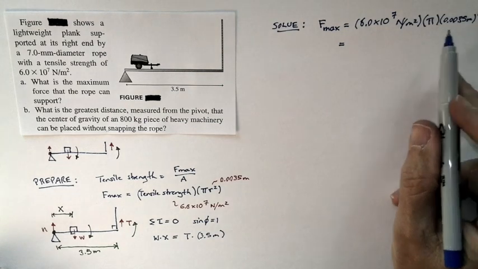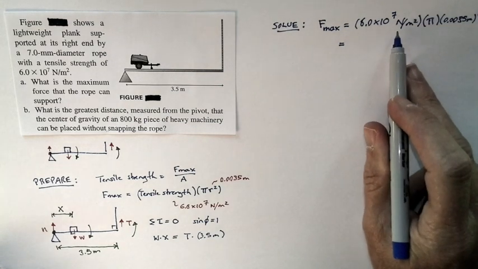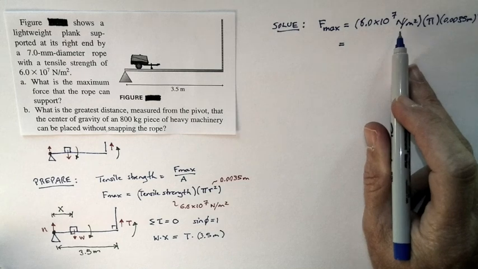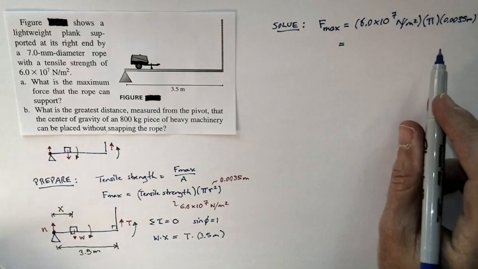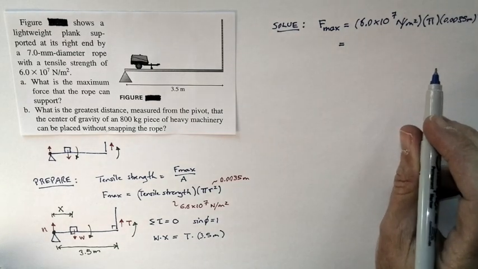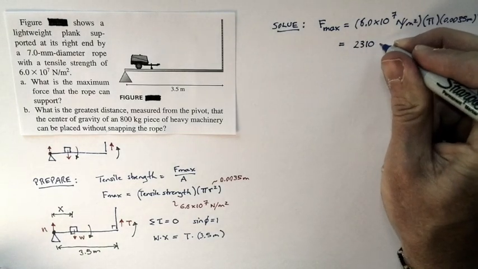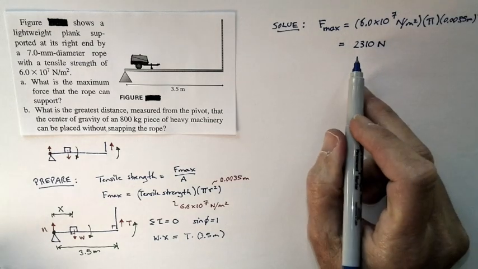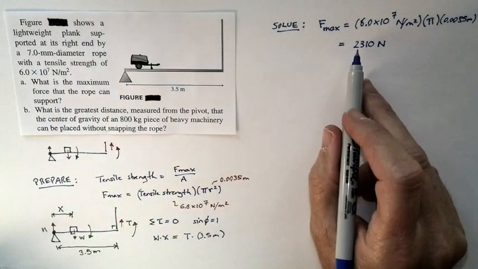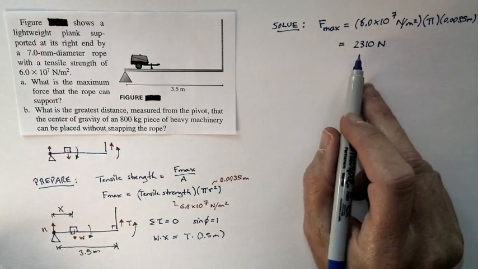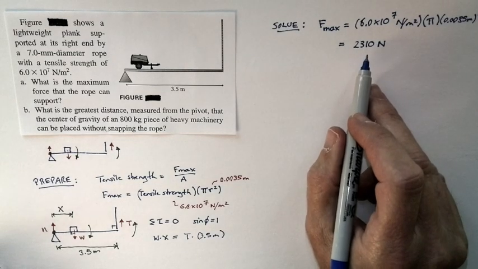And that's squared, and I can compute the maximum force. You can see I'm going to get meters squared, which cancels with meters squared. I'm left with newtons. That's a good check on our work. If I put numbers in and calculate it, I get that the maximum force the rope can support is 2,310 newtons. Now, this is a two significant figure problem, but I'm keeping one extra significant figure because this is an intermediate stage of the calculation.